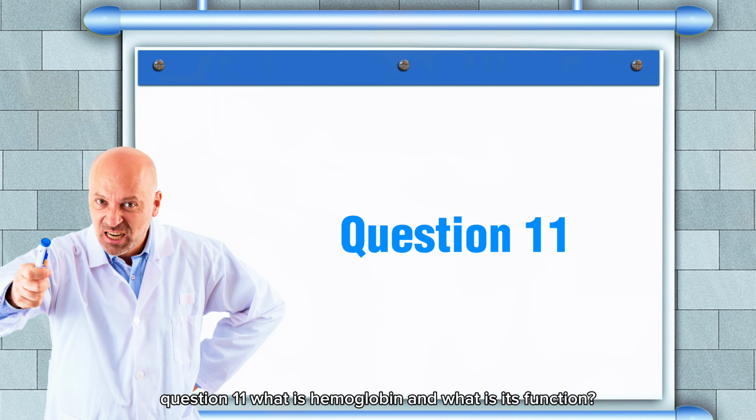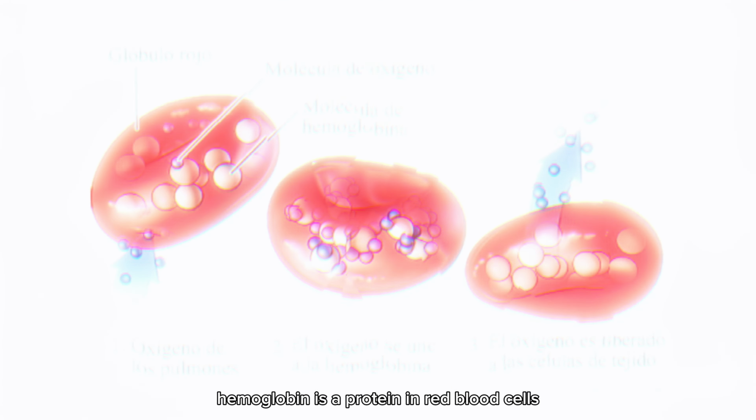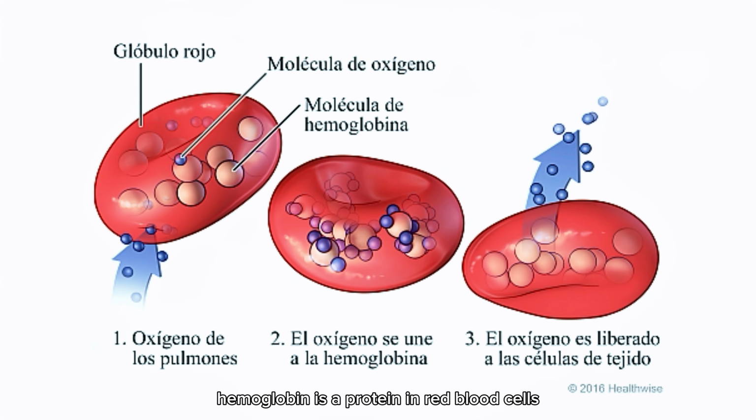Question 11. What is hemoglobin and what is its function? Hemoglobin is a protein in red blood cells, carrying oxygen from the lungs to the tissues of the body and helps transport carbon dioxide back to the lungs.